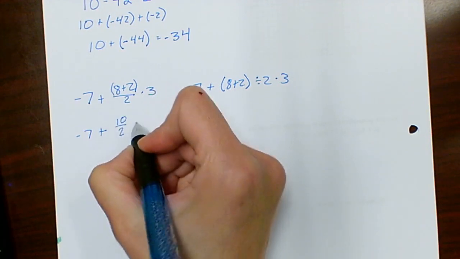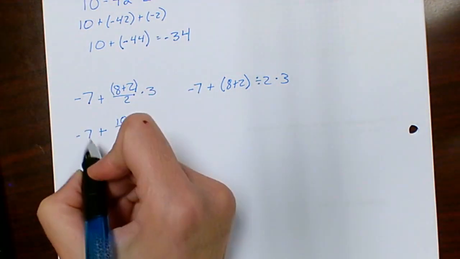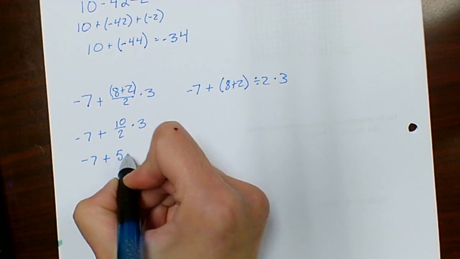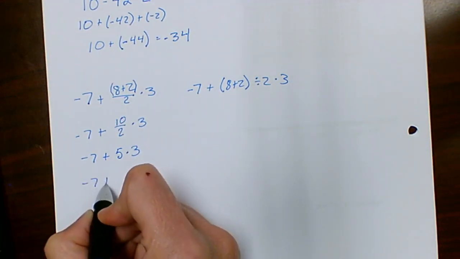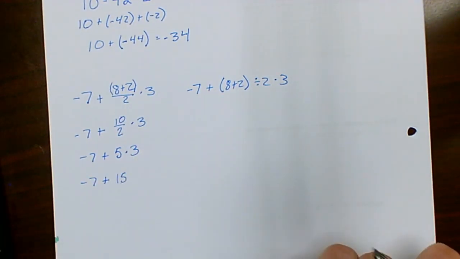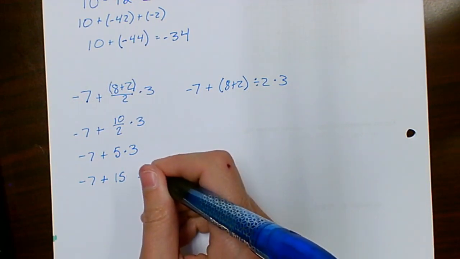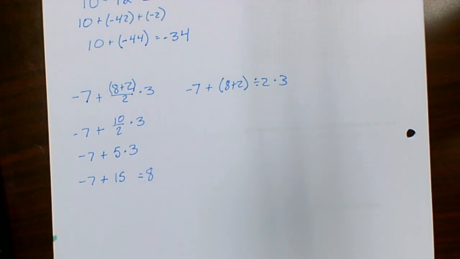So that would be 10 divided by 2. 10 divided by 2 is 5. 5 times 3 is 15, and then add a negative 7 to it, and we get an 8.